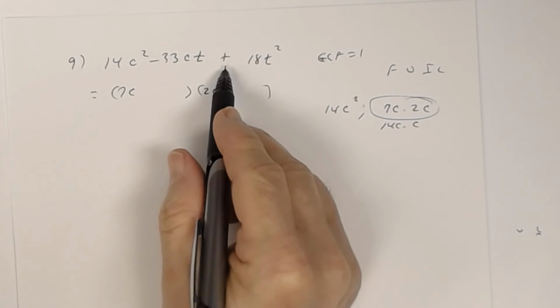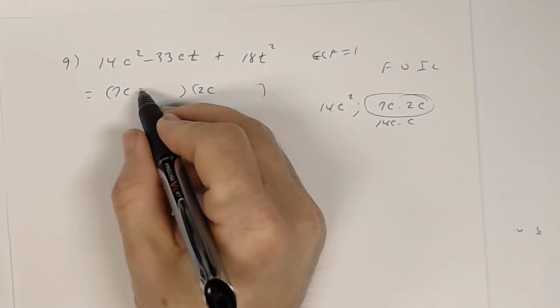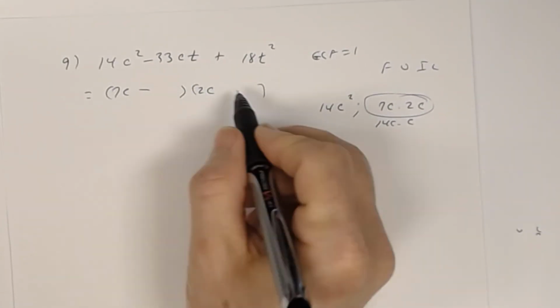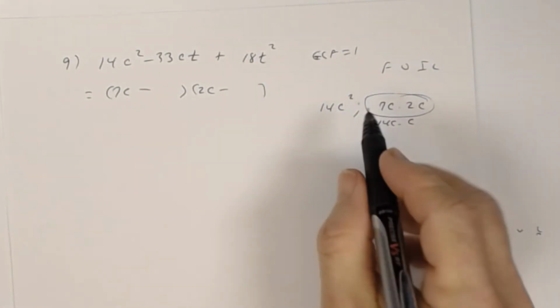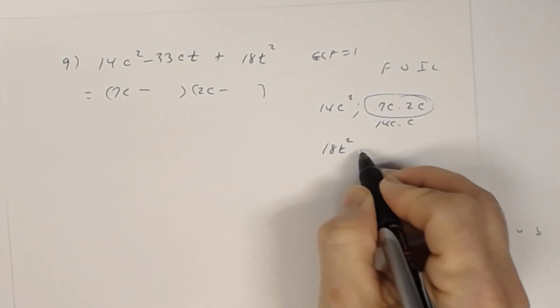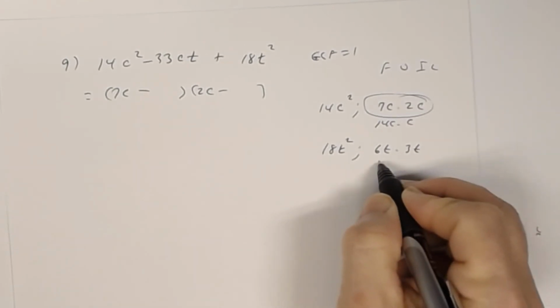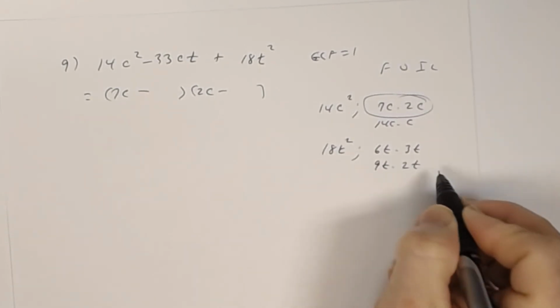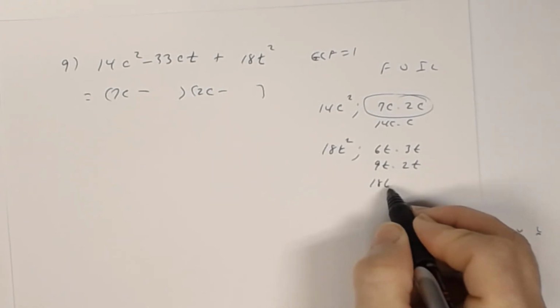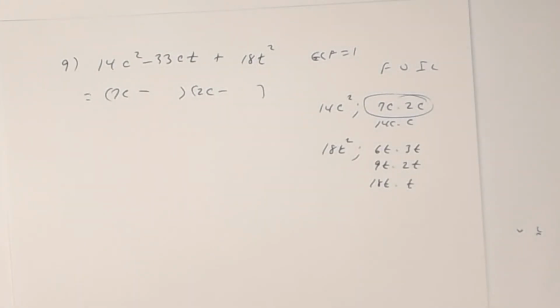And again, the last sign is positive, so these signs in here are different. So the same, so they're both negative. Now let's talk about 18t squared. For 18t squared, there is 6t times 3t. There is 9t times 2t. There is 18t times t. Those are the only possibilities for that.